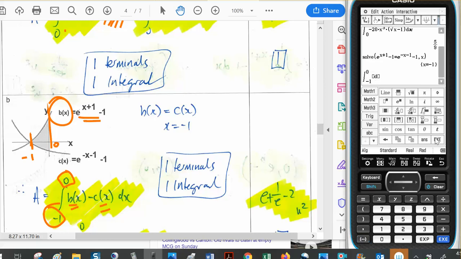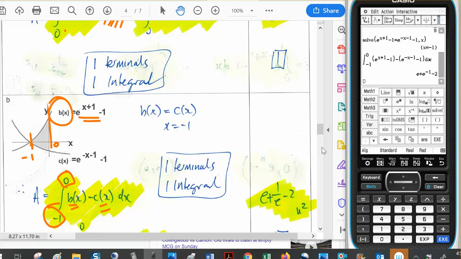I'm going to put in a bracket, so math 1 bracket, and then outside the bracket minus another bracket. So then I can pick this up and plonk this in the front because that's the top curve, and plonk this at the back because that's the bottom curve. I want a bracket around it because I've got those negatives with respect to x. And there's my answer, e plus 1 on e minus 2 square units.